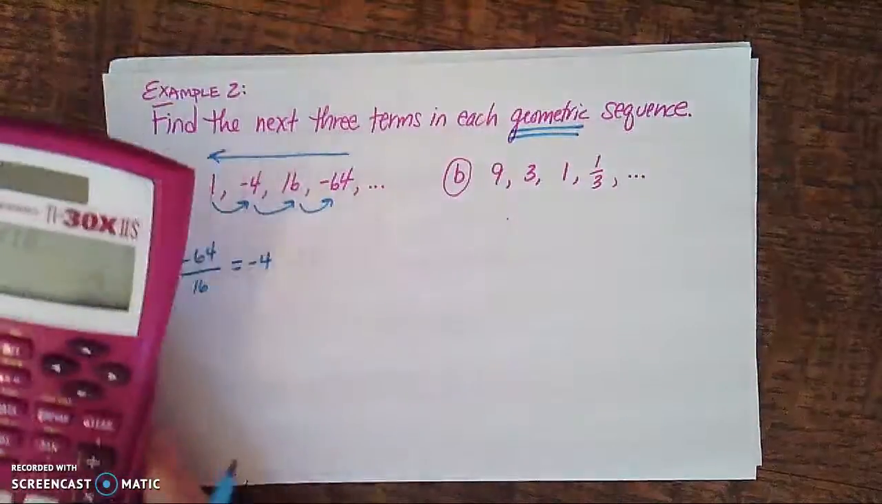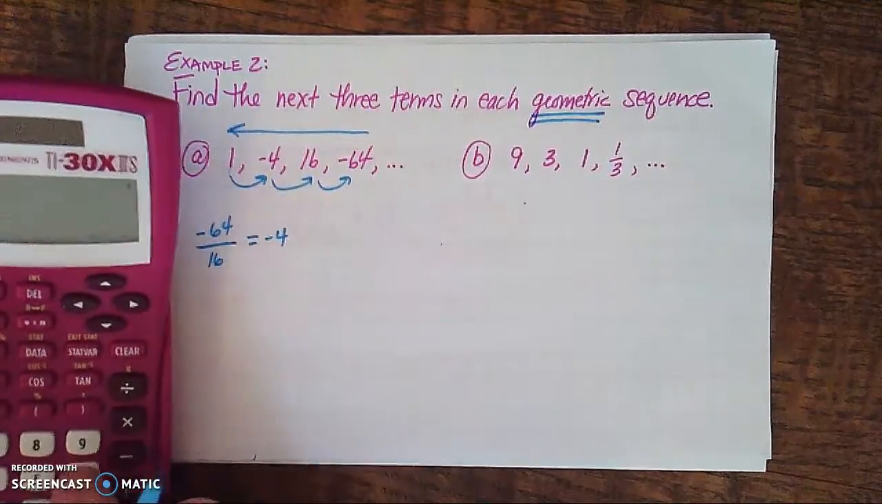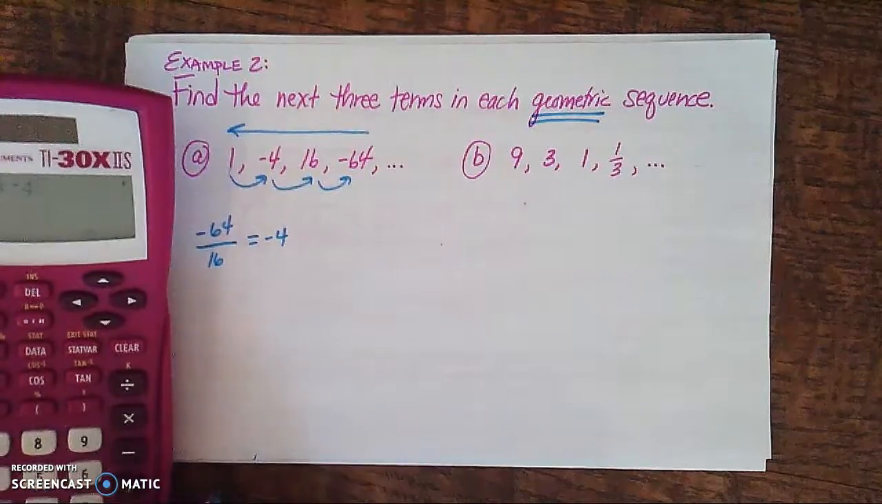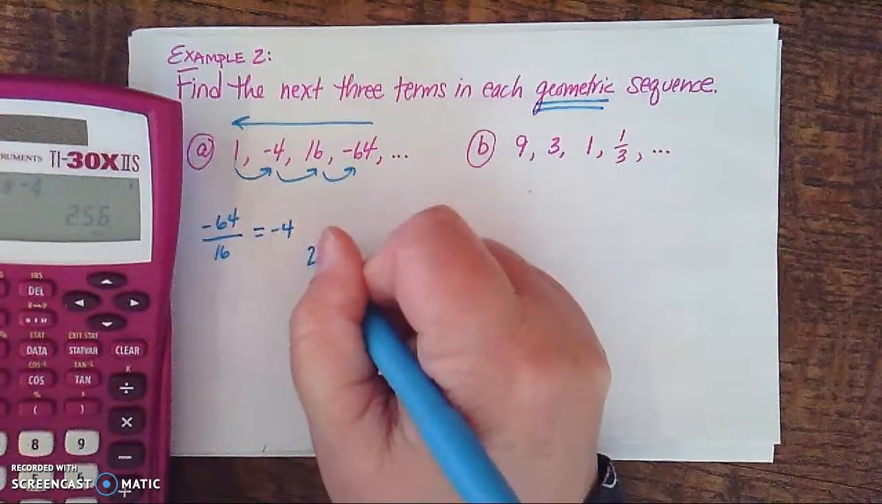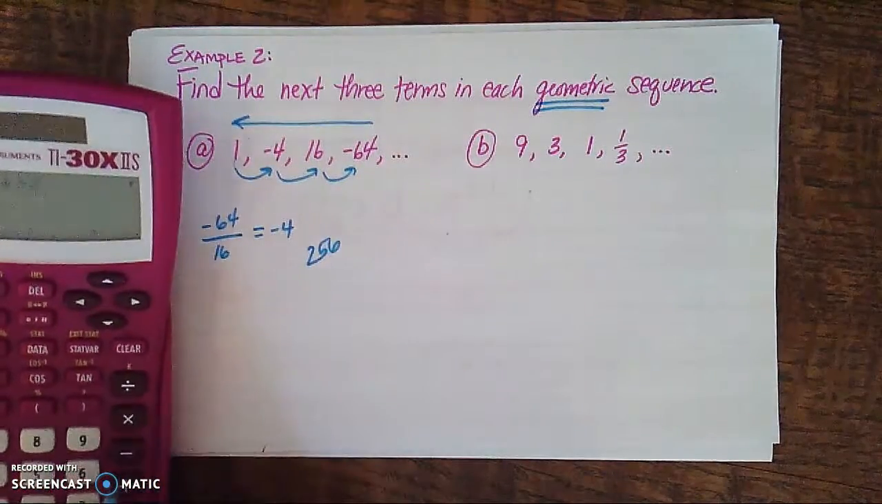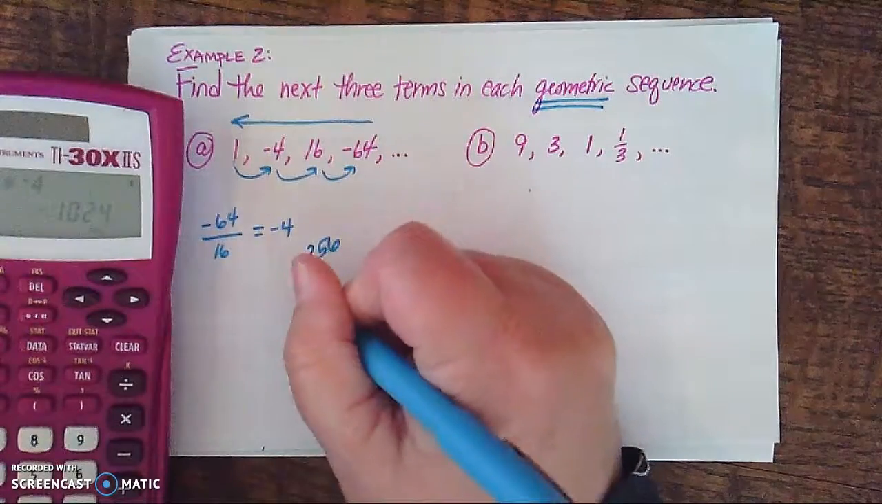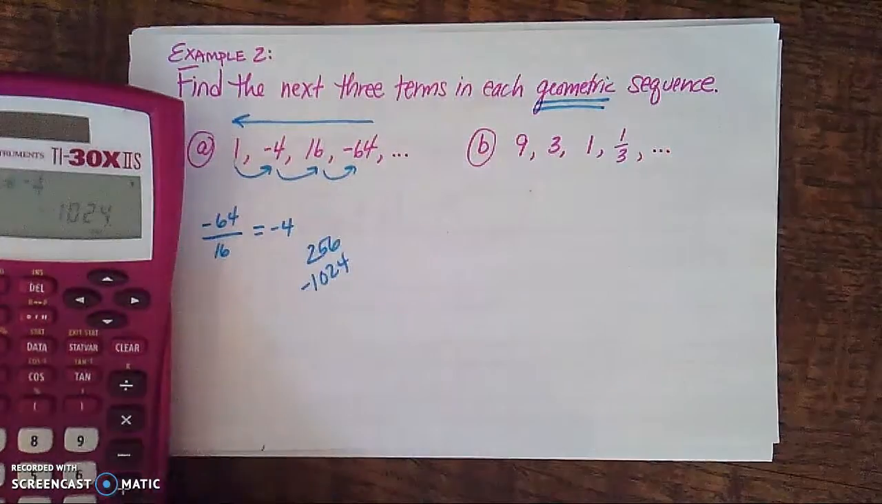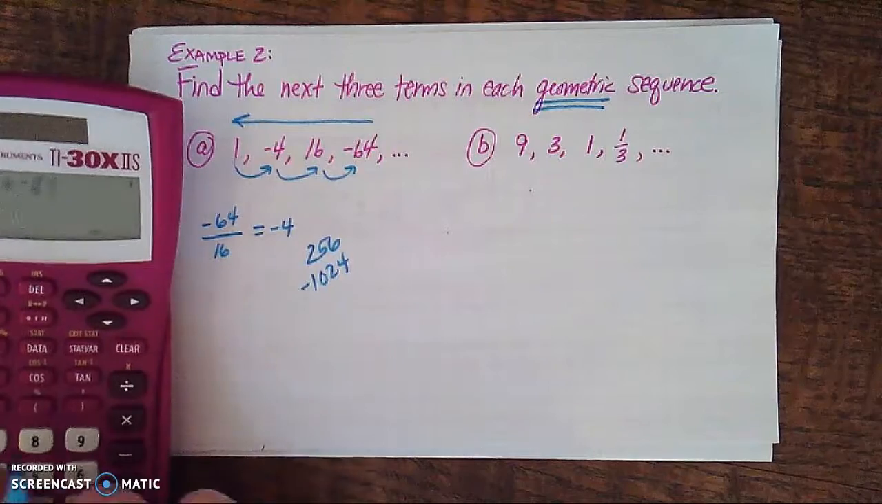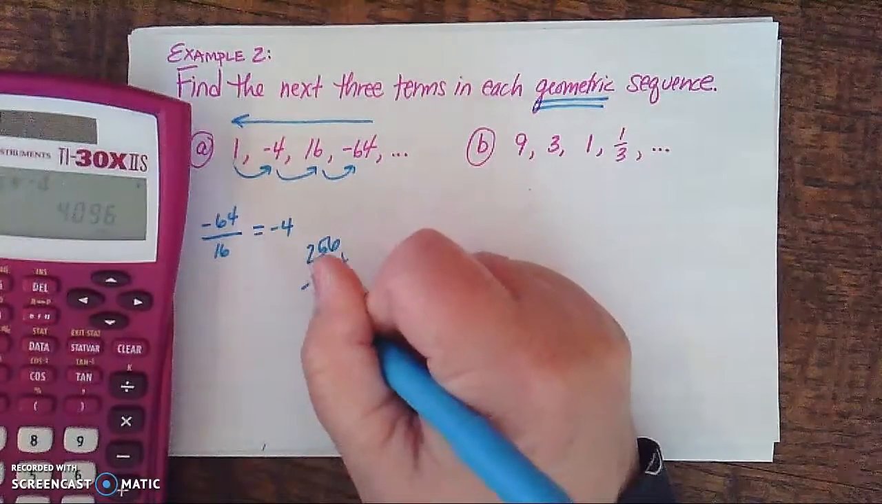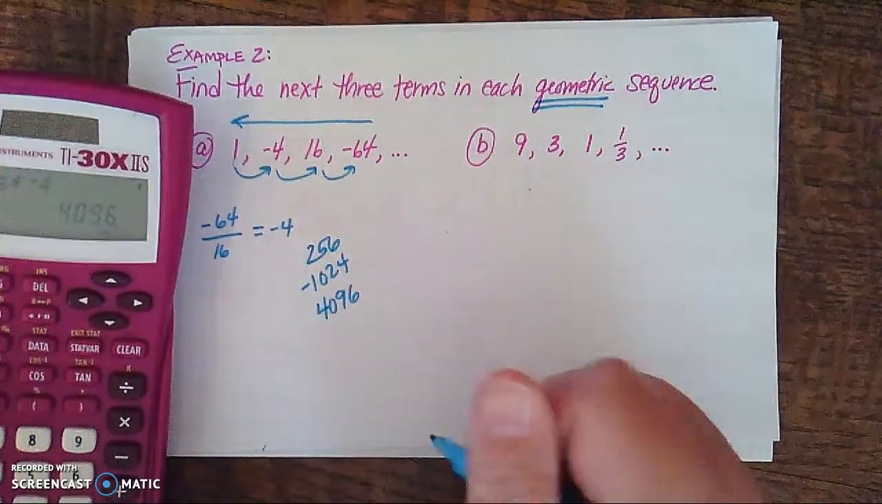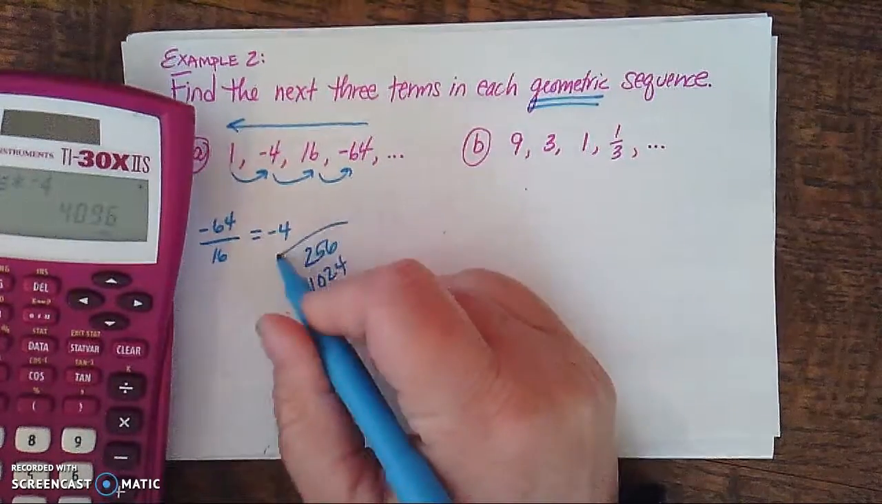So, as long as my calculator is out, I might as well use it. -64 times -4 is 256. Multiply that by -4 is -1024. Multiply that by -4, and I get 4096. These are my next 3 terms.